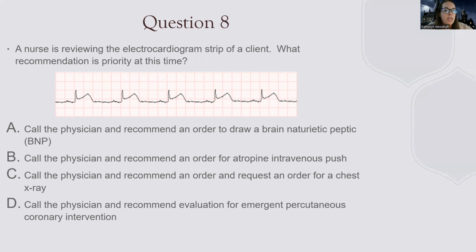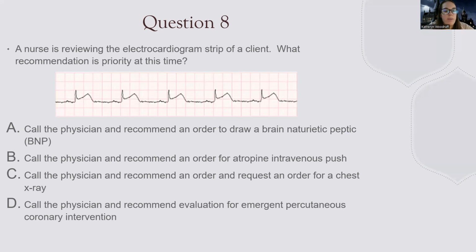I don't think so. Call the physician and recommend an order for atropine intravenous push. Well, that's going to speed up the heart rate. This heart rate is low, but I don't see how that's going to help their heart attack. Like, the atropine doesn't treat the heart attack, and their heart rate might be low because they are not getting blood flow to their heart. So I don't see how that's going to be the priority at this time. And a heart rate of 50 is not dangerously low, by the way. We usually don't give atropine for a heart rate of 50.